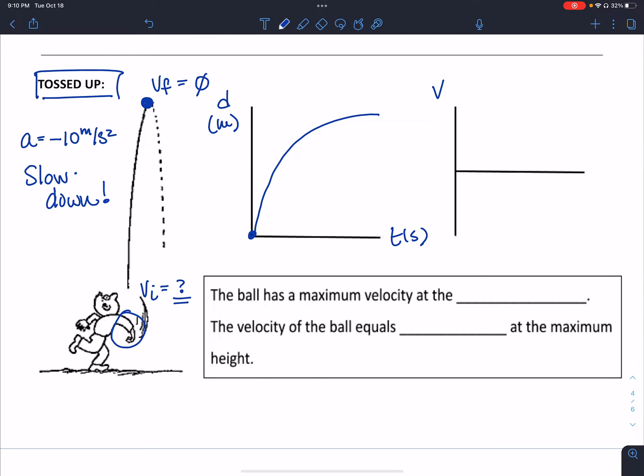For our velocity versus time graph, this time our velocity values are all positive. So we're going to start on the positive side, but it needs to go towards 0 as the velocity decreases as it reaches its maximum height. So the ball this time will have maximum velocity at the bottom, the initial throw, and the velocity of the ball again equals 0 at maximum height. And we're going to see a theme in that maximum height is where everything is 0, and the initial bottom is where we see the maximum velocity values.